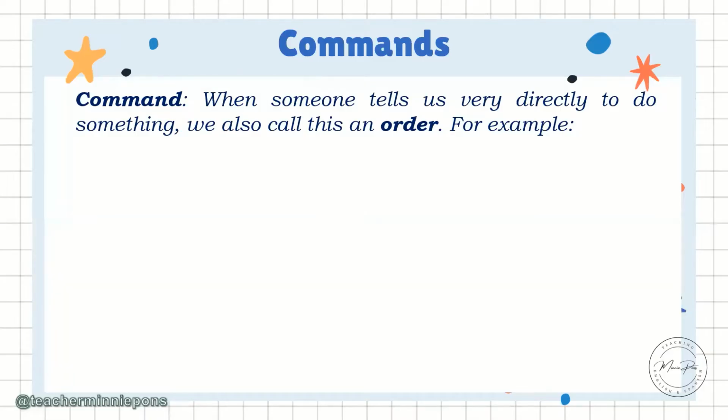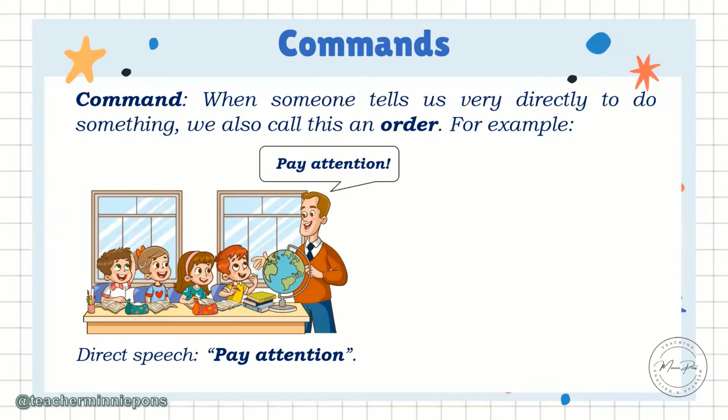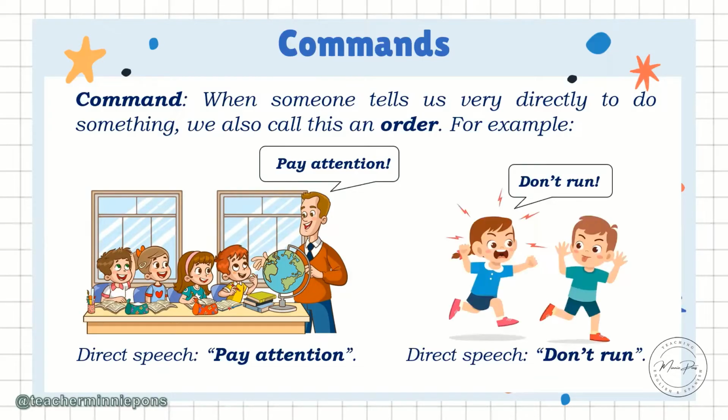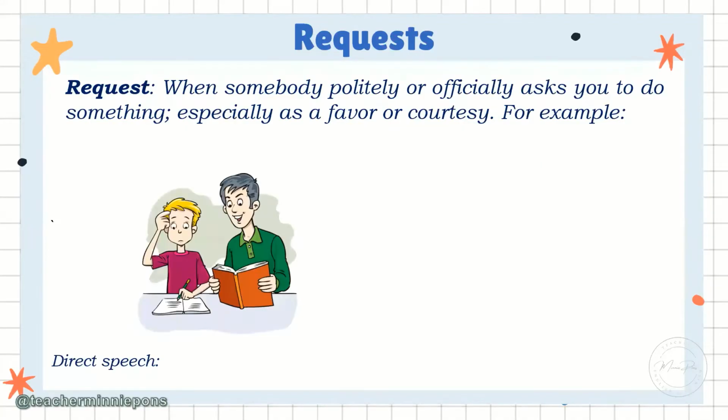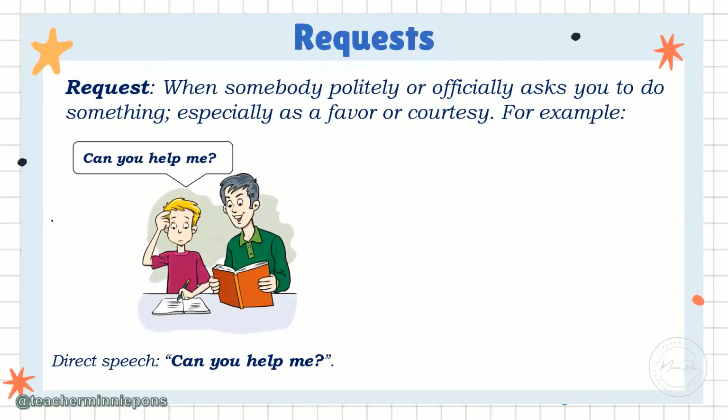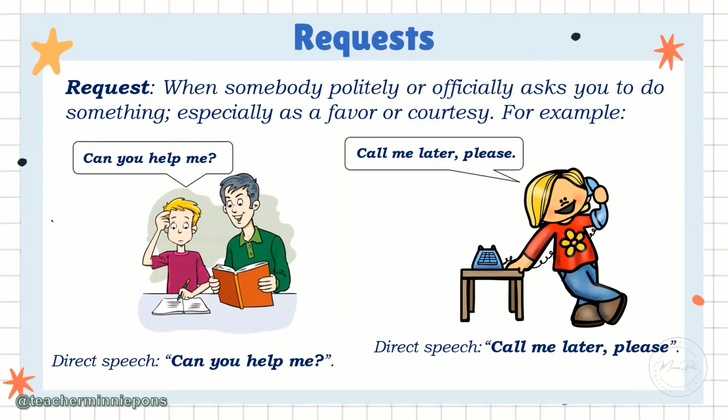Now, let's see the definition of commands. A command is when someone tells us very directly to do something. We also call this an order. For example, pay attention. Another example, don't run. Now, what is a request? A request is when somebody politely or officially asks you to do something, especially as a favor or courtesy. For example, can you help me? Another example, call me later, please.